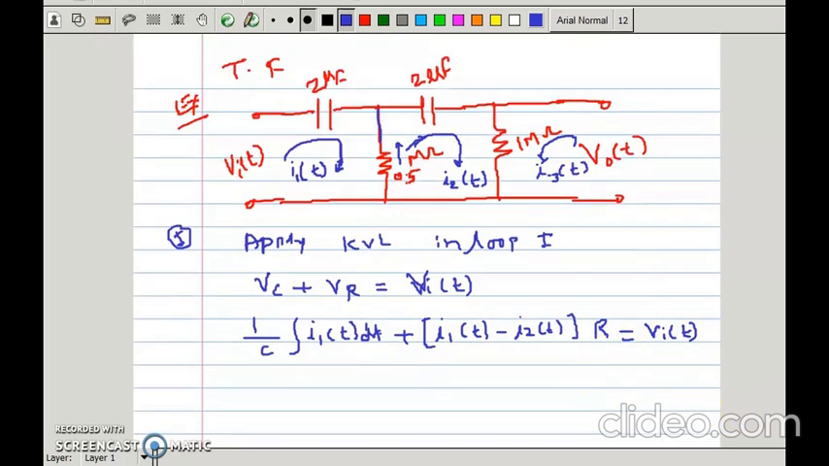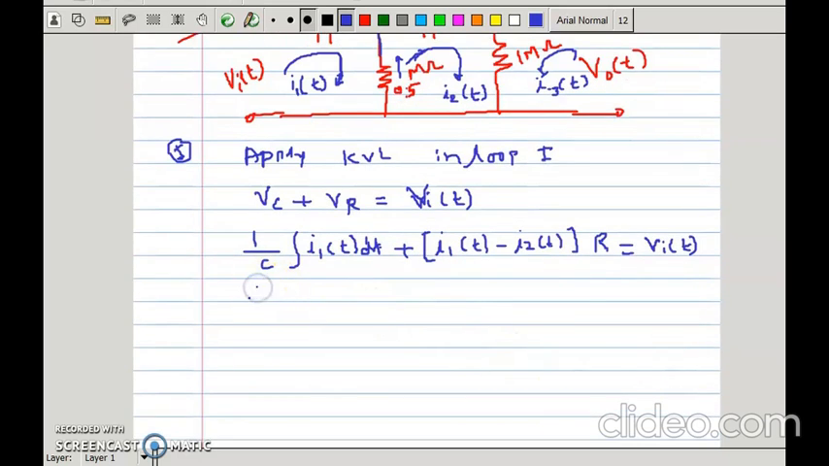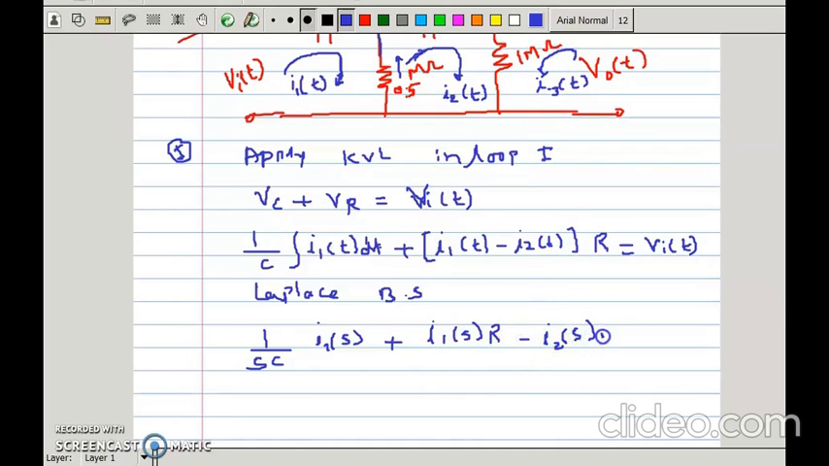Okay, let's solve it. As we take the Laplace transform on both sides, what happens? 1 upon C is as it is. As we know, the Laplace of an integration is 1 upon s, so we put 1 upon s like this, with I1 of t becoming I1 of s. Plus, here we write I1 of s R minus I2 of s R is equal to VI of s. See what I do here? I'm just multiplying R into the bracket, opening the bracket, so we get I1 of s R and I2 of s R, right?